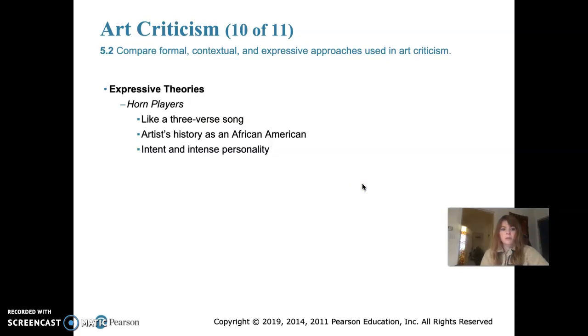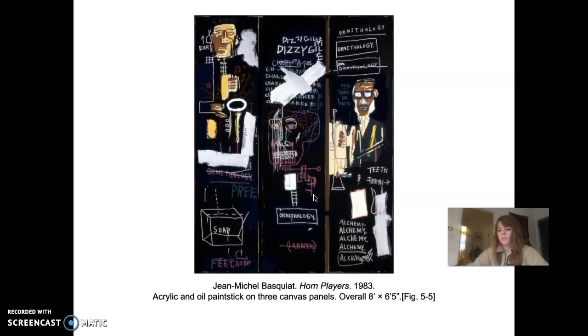So it's kind of like a 3-verse song. Artist history, he's harkening back to the fact that he's African American, and his intent and intense personality is expressed in this piece. So critics of an expressive style tend to really like Jean-Michel Basquiat because his works are full of personal meaning.